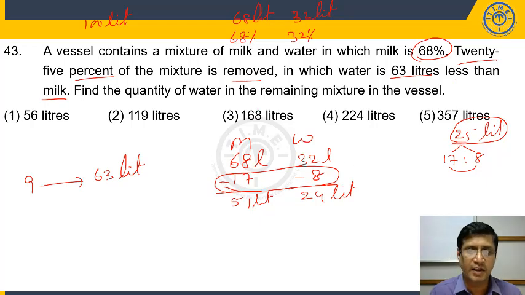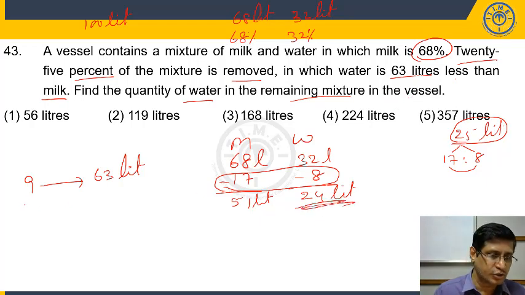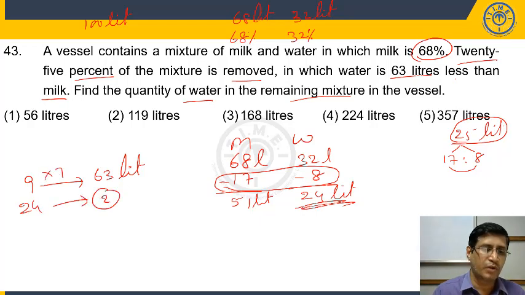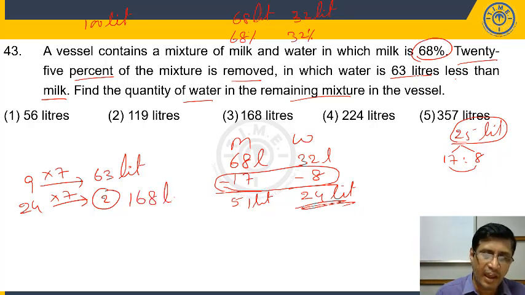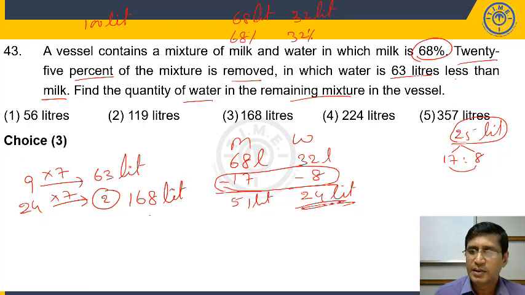Then what is asking here? Find the quantity of the water in the remaining mixture. So remaining, how much here? 24 liters. So 24 parts is equal to how many liters? 7 times of 9 is 63, means 7 times of 24 is the answer. So 7 times of 20, 140 plus 28, it is 168 liters. So right choice, option number 3. Third choice is the right answer.